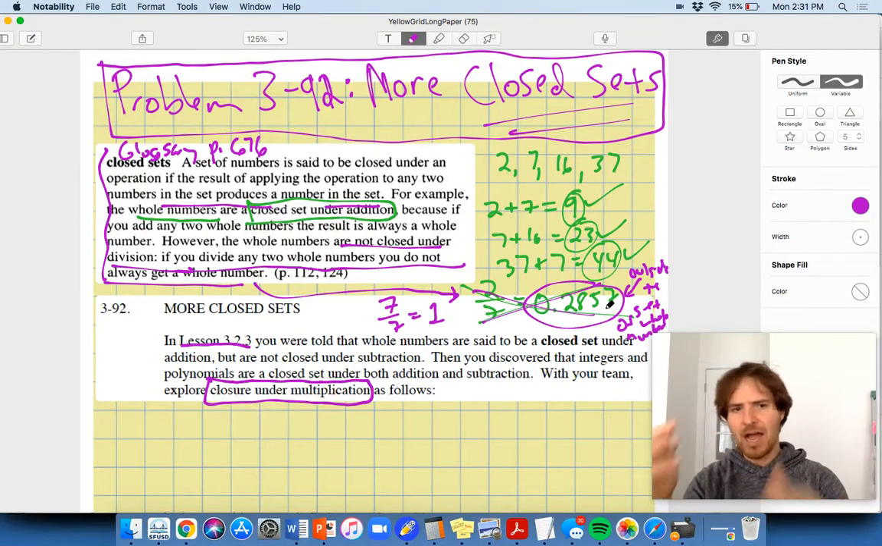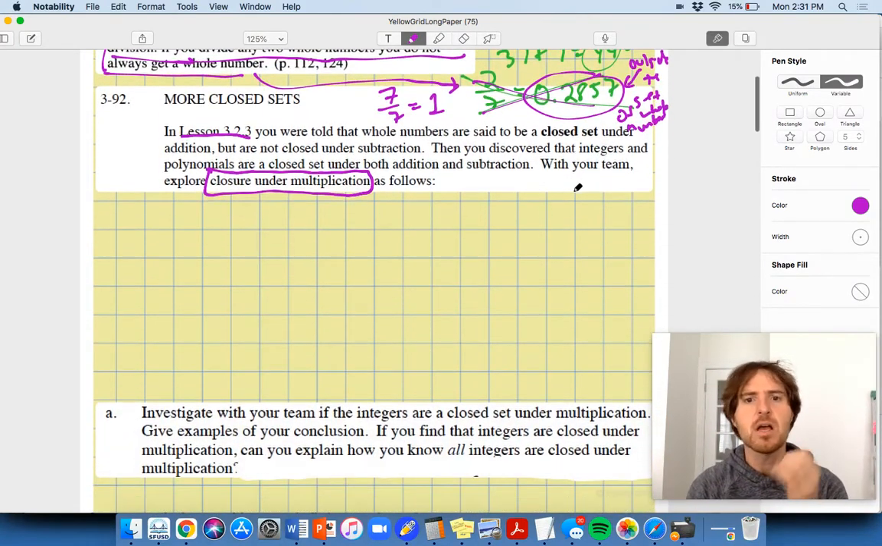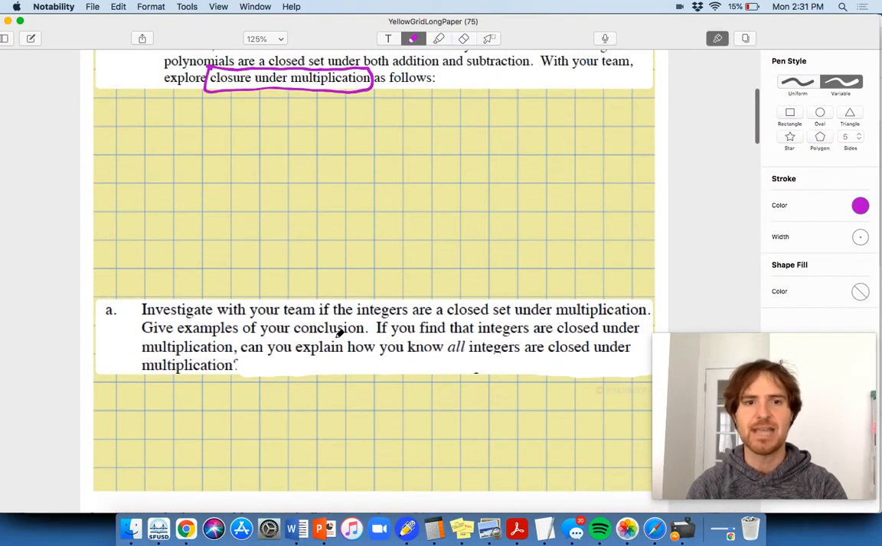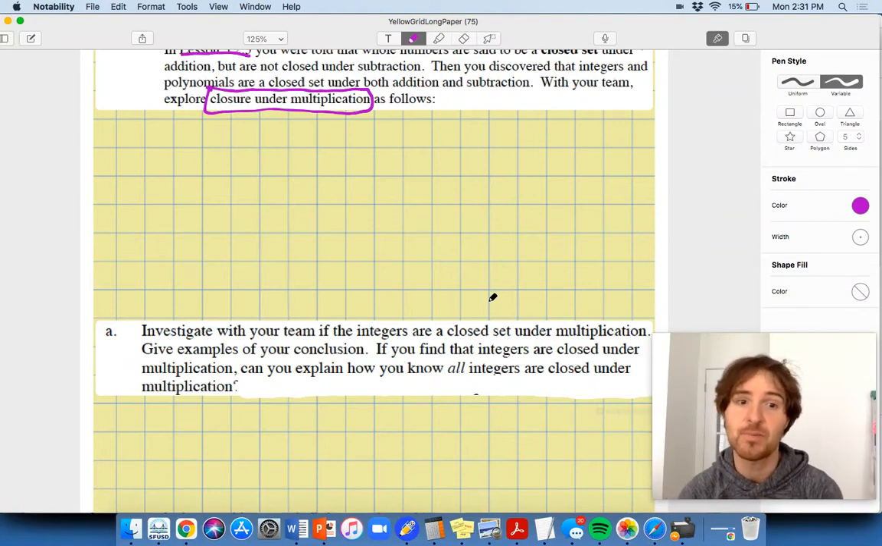Should we try it? I think we should try it here. Well, we discovered this previously. I don't know if I have to go over this here. Then you discover that integers and polynomials are closed sets under both addition and subtraction. Cool, we did that. With your team, explore closure under multiplication as follows. Okay, so let's just get into it down here. Investigate with your team if the integers are a closed set under multiplication. Give examples of your conclusion. If you find that integers are closed under multiplication, can you explain how you know all integers are closed under multiplication? Let's check this one out here.